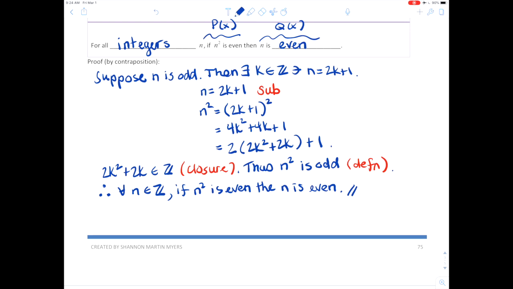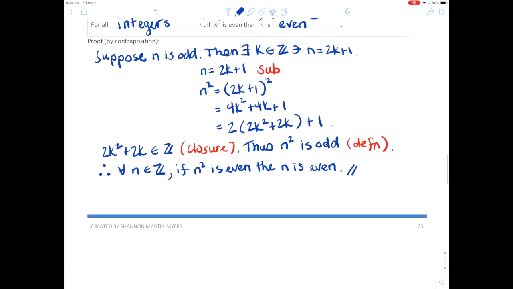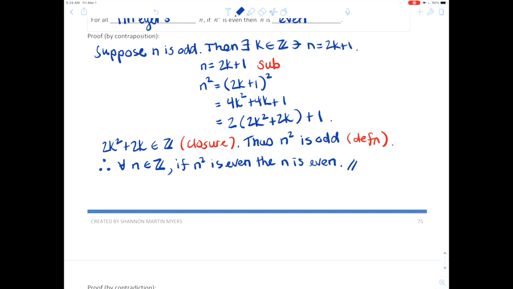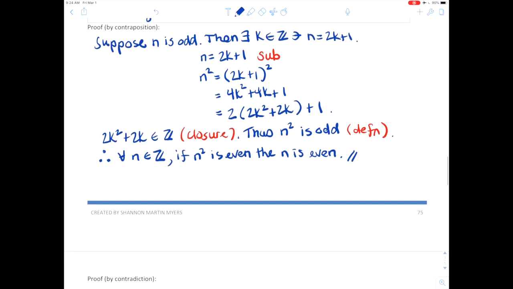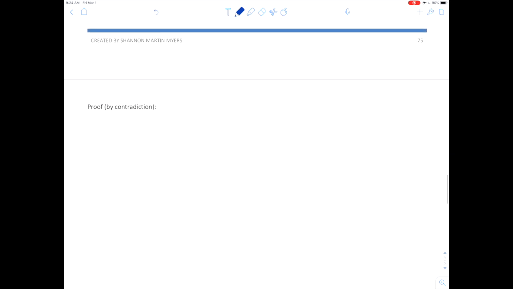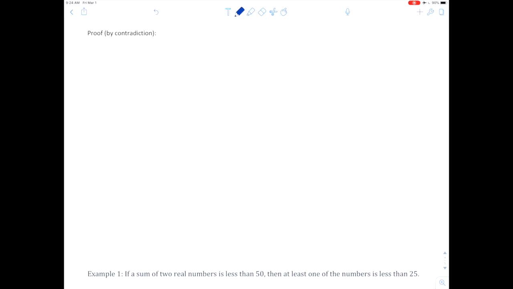Groovy? All right. So now, actually, I think that's probably the easiest way to do that particular proof. But you can use the quotient remainder theorem also. And you set the divisor equal to 2. So let's also do this proof by contradiction and check it out.